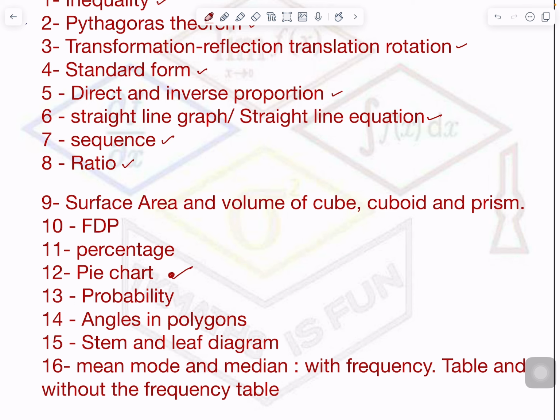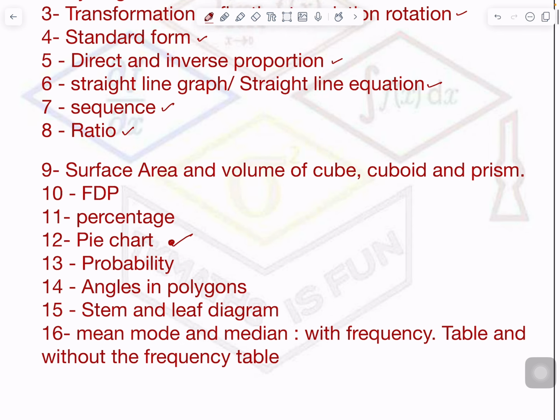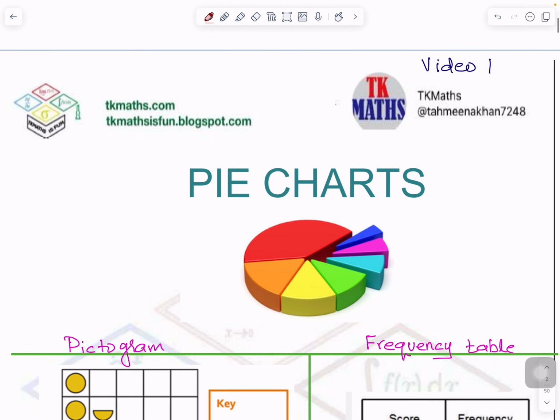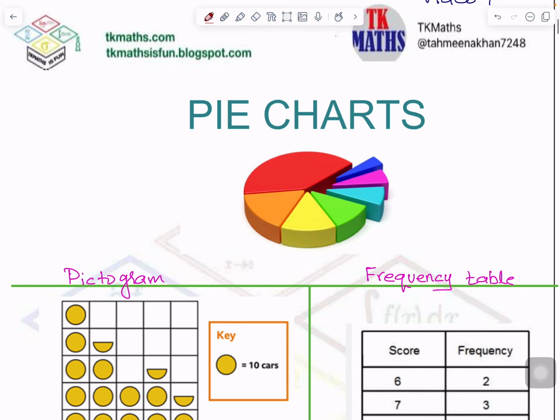I'll make 3 videos on pie chart. Video number 1 will have regular question, the basic concept, and after that it will be extension, video number 2, and challenge, video number 3. So same concept, how it is made challenging, you will see there. And of course there you need to apply the knowledge of previously learned things, concepts. Now first of all you need to know what is pie chart.